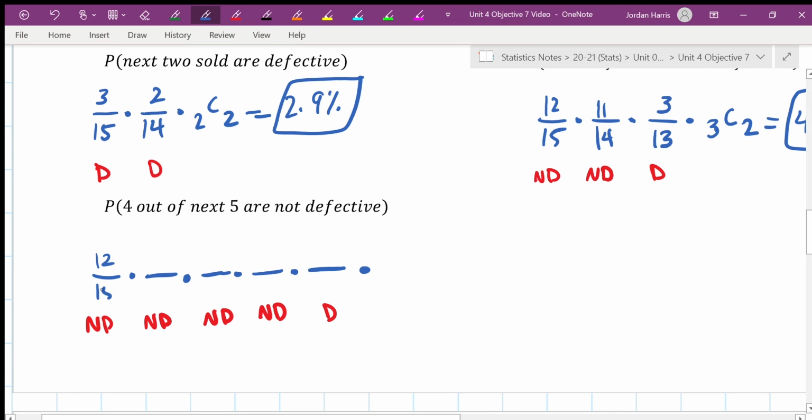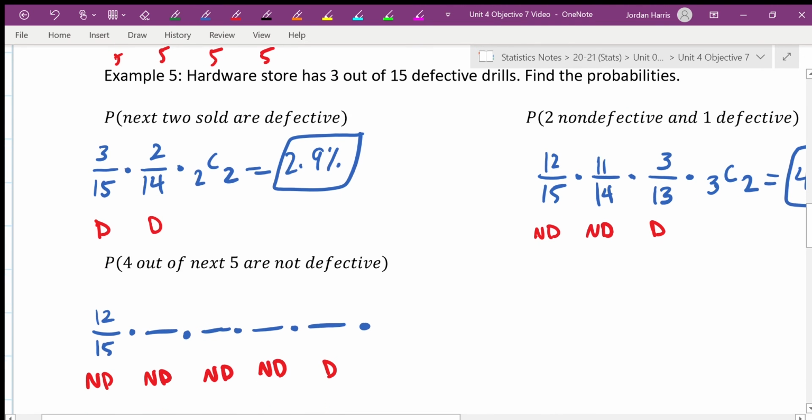Okay, so we already know, am I not defective? I have 12 out of 15, right? 3 of them are defective, that means 12 of them aren't. And then I've sold a non-defective, so now I only have 11 out of 14. I've sold another non-defective, 10 out of 13. Sold another non-defective, 9 out of 12. And now I'm going to sell a defective.